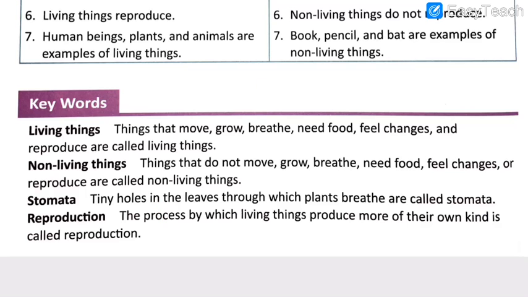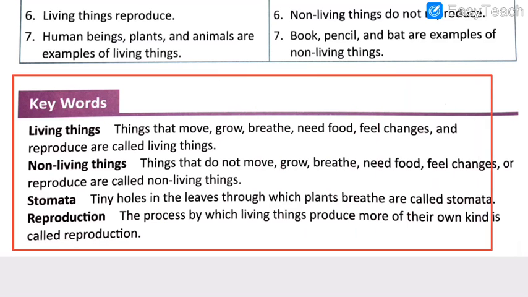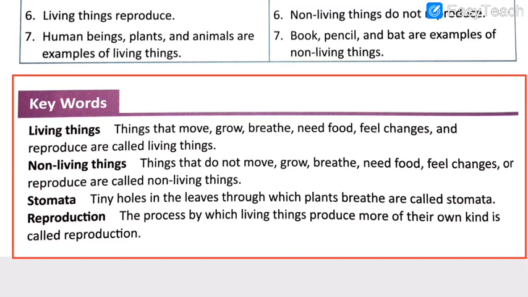So here are the keywords. I will read it for you. You have to repeat after me as well as write it once in your book. I hope you are ready with your pencils and your book. So let's get started with the keywords. There are only 4 keywords, so you don't have to write much. Okay, living things. Number 1.